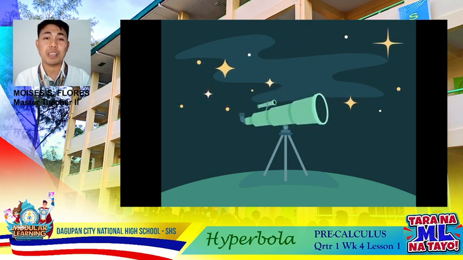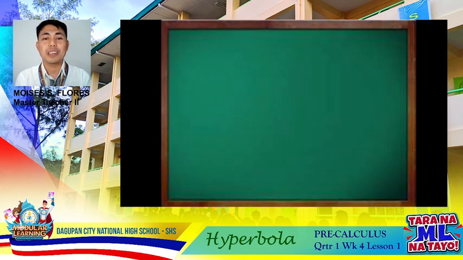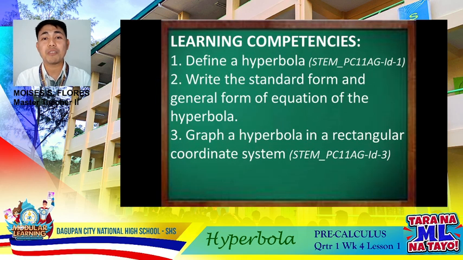It's all about hyperbola. Now, let us have the different learning competencies. The first one is we're going to define a hyperbola. We are going to write the standard form and then the general form of the equation of your hyperbola. And of course, we're going to graph a hyperbola in a rectangular coordinate system.